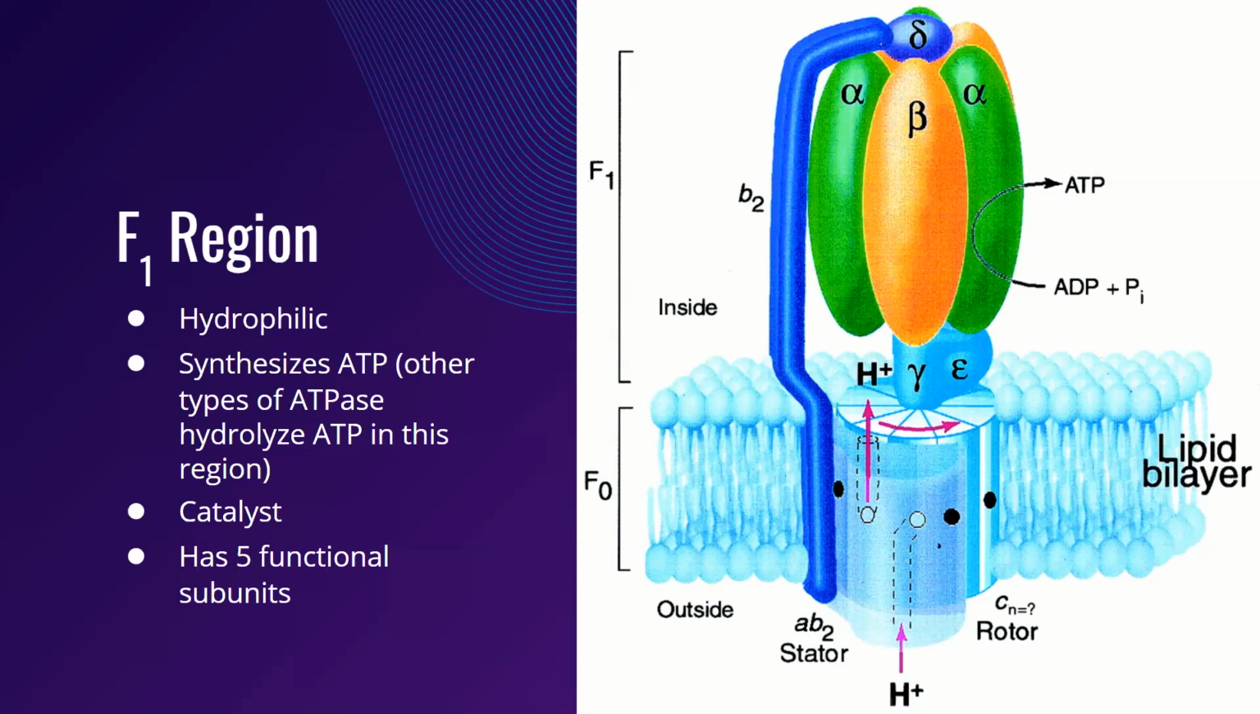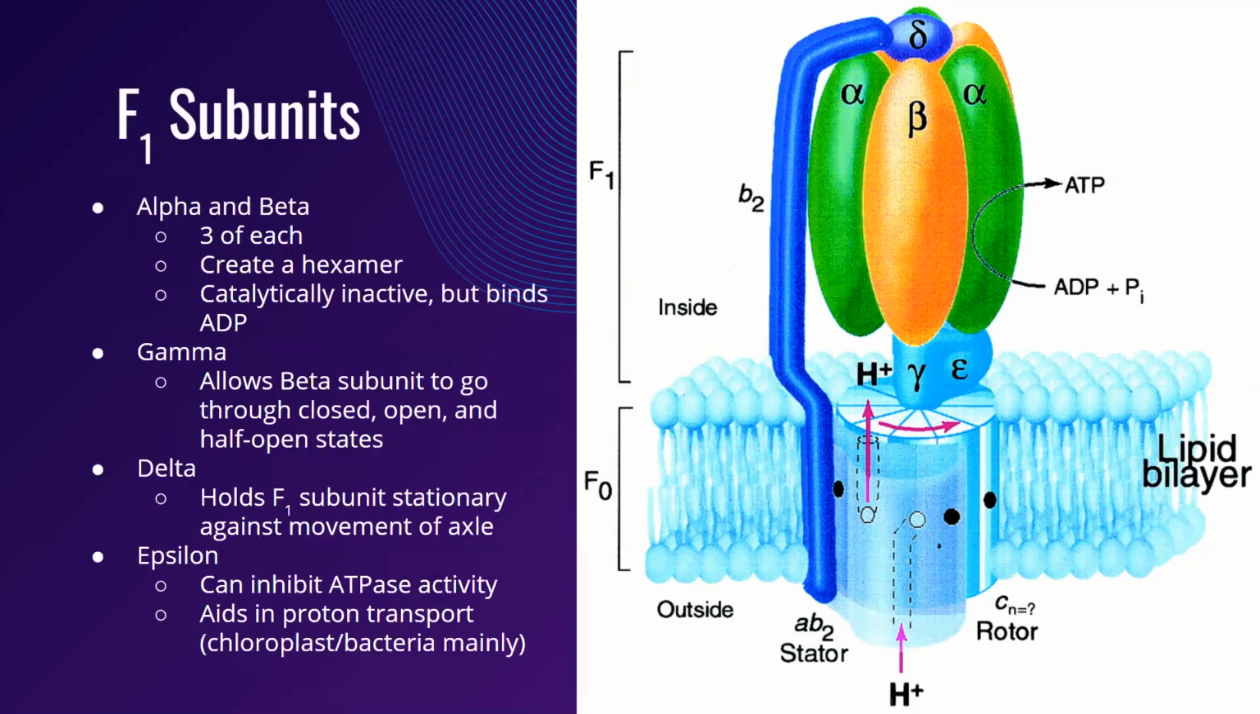So speaking of those 5 functional subunits, can you move the slide, please? Yeah. So as you can see, there's alpha and beta. There's 3 of each of these subunits, and they create what is called a hexamer. Why do we call it a hexamer? Because there's 6 and they're arranged in a circle. They're what's called catalytically inactive, but they bind to ADP.